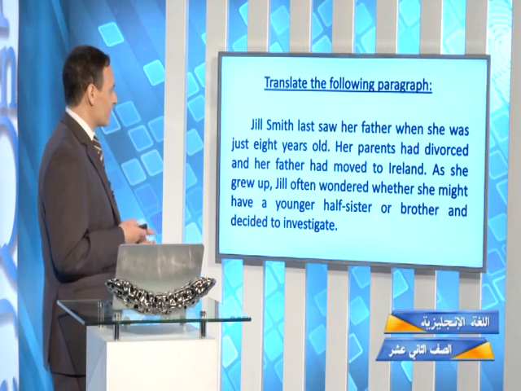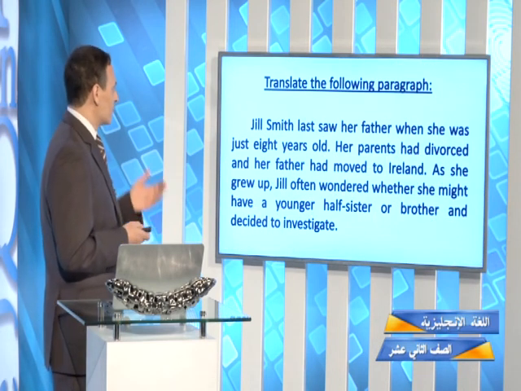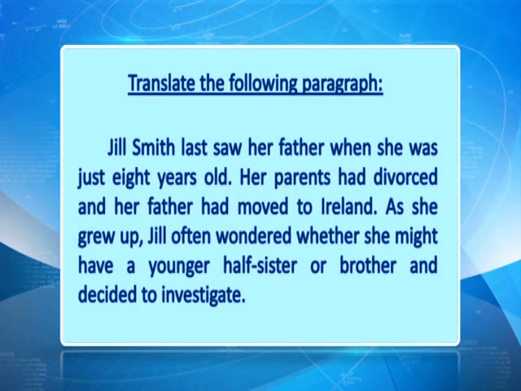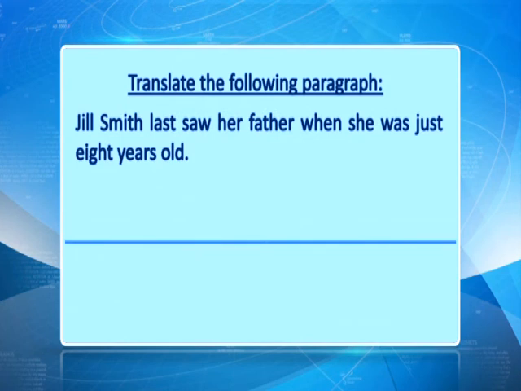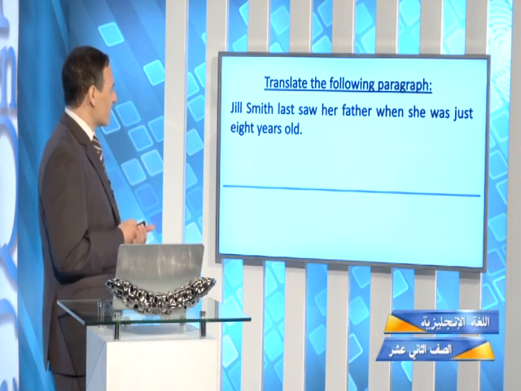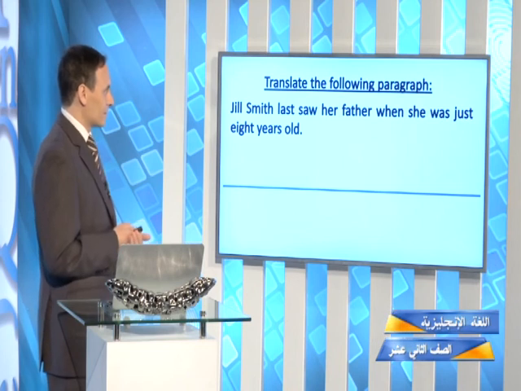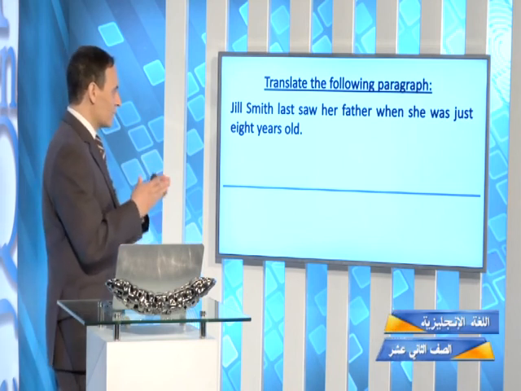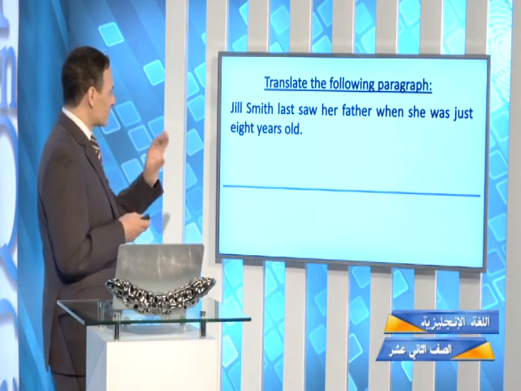And here is a paragraph that we need to translate into Arabic. Let's read it together. Jill Smith last saw her father when she was just 8 years old. Her parents had divorced and her father had moved to Ireland. As she grew up, Jill often wondered whether she might have a younger half-sister or brother and decided to investigate. Well, let's take this paragraph sentence by sentence. Okay? Jill Smith last saw her father when she was just 8 years old. How can we translate this sentence? Remember that we are not after word-for-word translation, we are after translating the meaning.